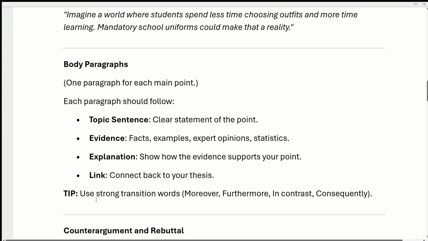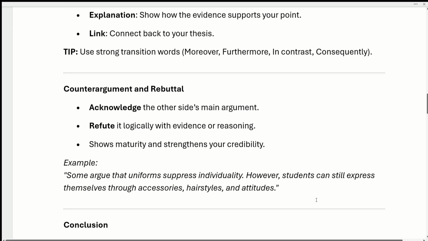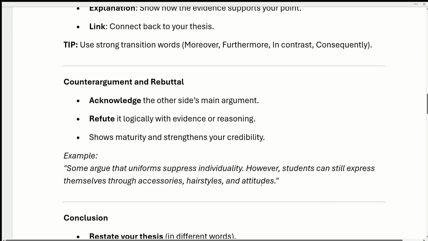So you can use strong transition words like moreover, furthermore, in contrast, consequently in this section to move into the next body paragraph, which is going to start with a new point. Then you can have a separate paragraph for counter argument and rebuttal. This is to create that balance between why you agree with something and what's the other side of the argument. You can choose to include it, and if you want to not include it, that's fine as well.